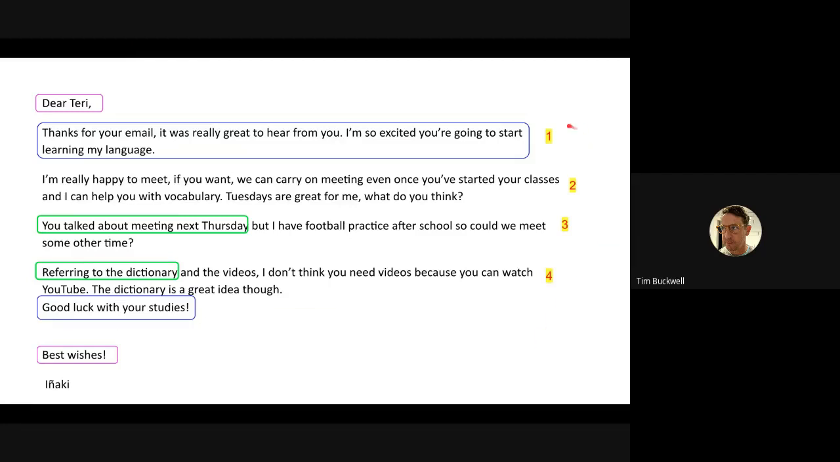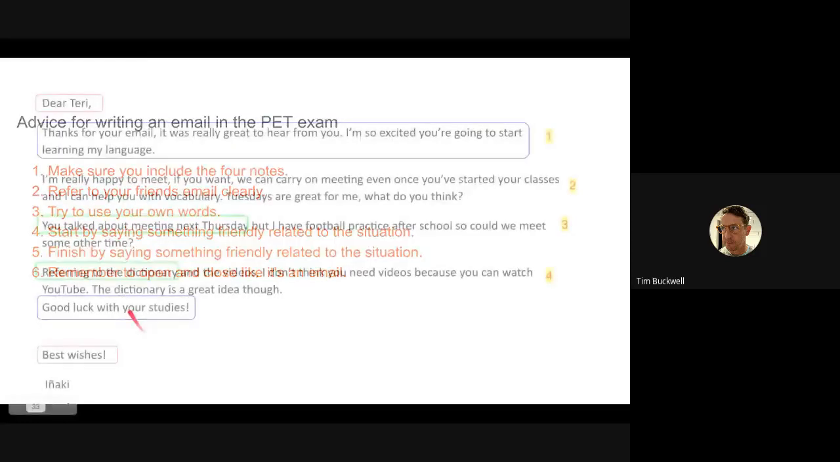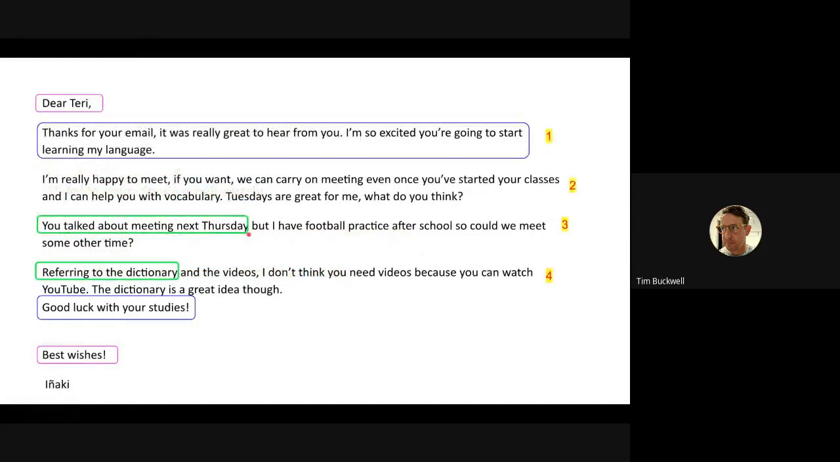The next thing this person does well is they include the 4 points. You must include the 4 points, the 4 notes that you have made in the question. And then they also refer back to the email that you've received. You talked about meeting, referring to the dictionary. And so this is a very nice email. This is somebody who has read the question, reread the question, underlined the keywords. They've understood exactly what they have to talk about, and then they have written a very good email to answer this question.